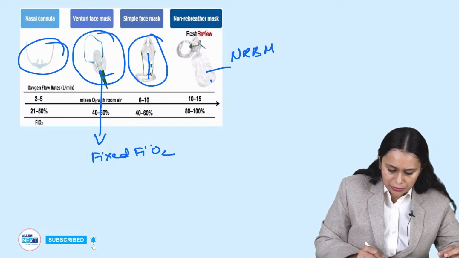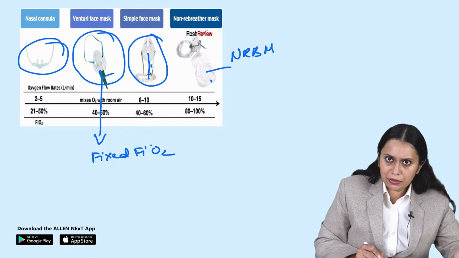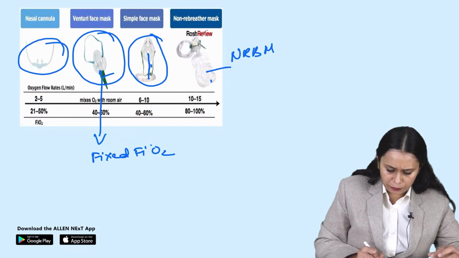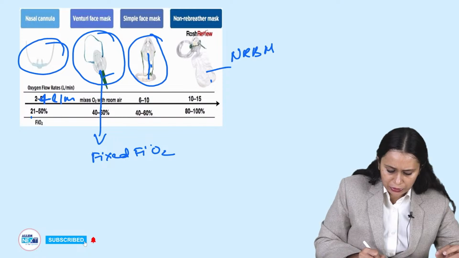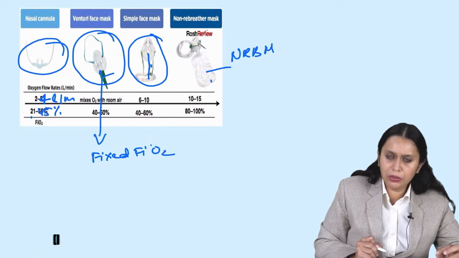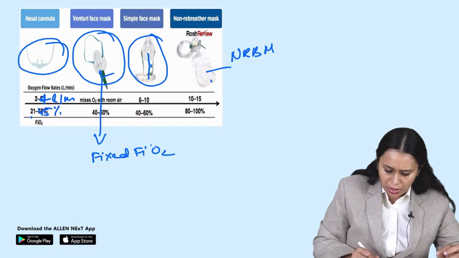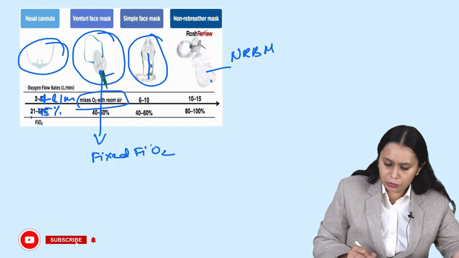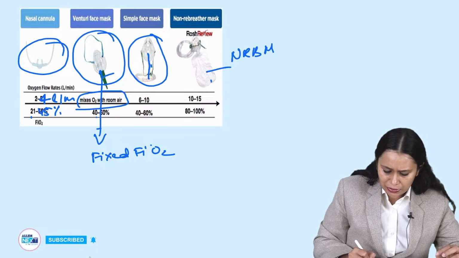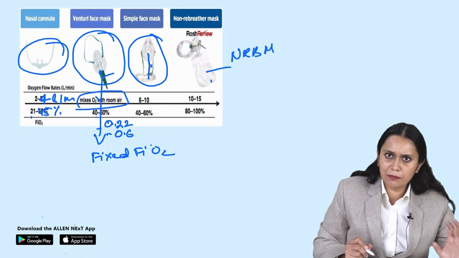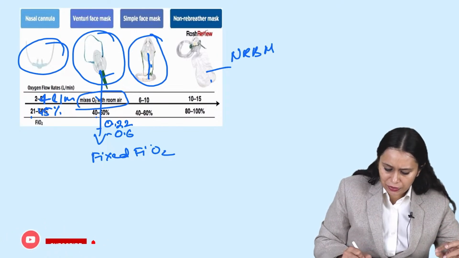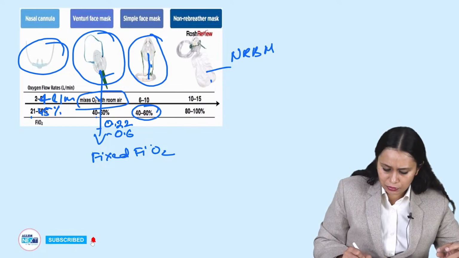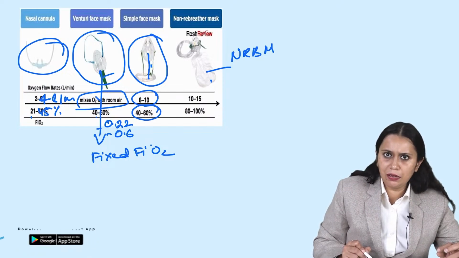Nasal cannula, what flow do we have to keep, right? We start with 2 to 4 liters per minute. What FiO2 does it give? 21 to 45%. Okay. Venturi mask mixes with room air. I told you room air entrainment happens. And what FiO2 does it give? 40 to 60%. I mean, rather I would say from 0.2 to 0.6. Why Venturi mask? Maximum FiO2 0.6. Simple face mask 40 to 60% FiO2. 6 to 10 liters is the flow we have to keep.